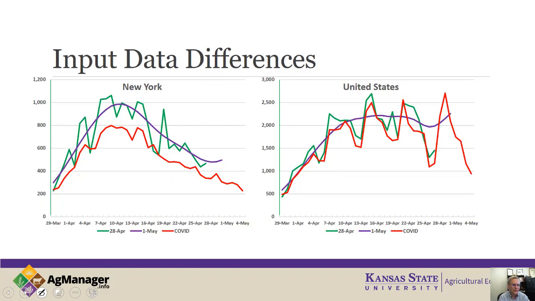You can also see, for example, New York and the United States. Again, you see the April 28th data that was inputted in the model, and then the May 1st with the smoothing process. Certainly if you look at the U.S., that smoothing process leads to another inflection point with regards to the curve. And again, you can see the red line, which are the actual reported deaths.